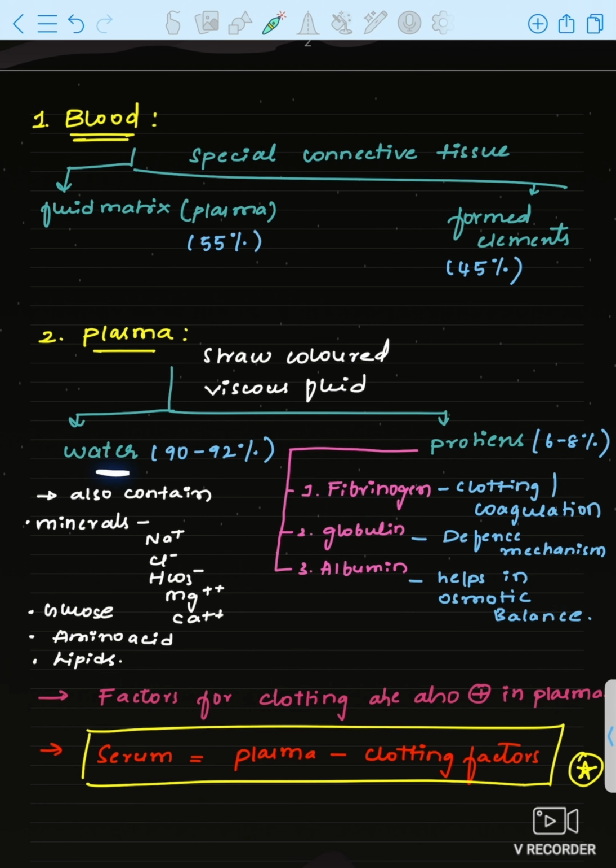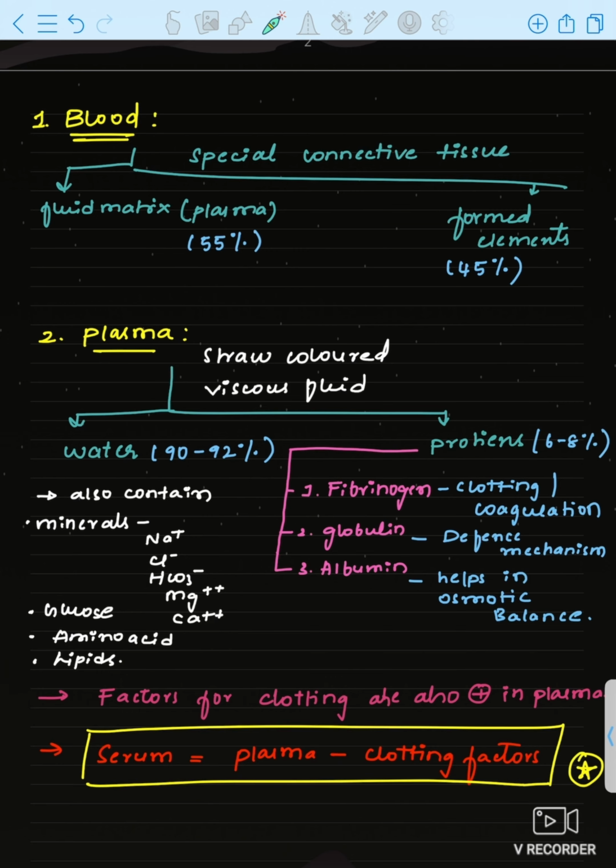Next, water constitutes 90 to 92%. Plasma also contains some minerals, like sodium, chloride, bicarbonate, magnesium and calcium, and some simple absorbable forms, that is glucose, amino acids and lipids.